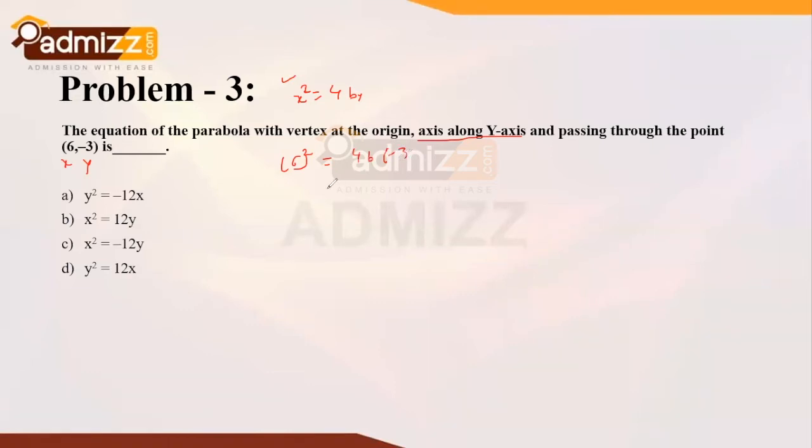So 36 = 4b times -3, that is, I am directly writing it as -12b. If you do the further simplification, we obtain the value of b to be -3. Now you have the value of b as -3. Just simply substitute this value in this equation, that is x² = 4 times -3y. So x² = -12y is your answer.